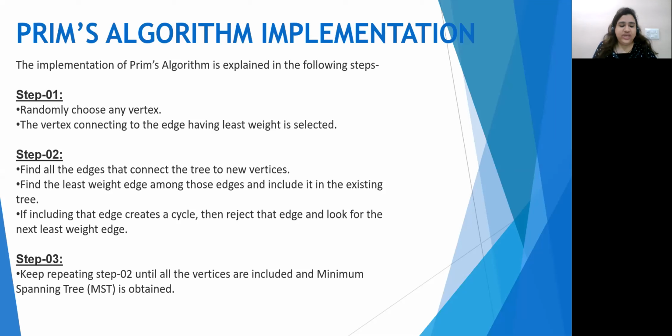Step number 2 says that we need to find all the edges that connect the tree to new vertices. The most important point to keep in mind is that while selecting the edge, the minimum weight edge should be selected, and there should not be a cycle in the graph. The final step says that we need to keep repeating step 2 until all the vertices have been included and the minimum spanning tree is obtained.